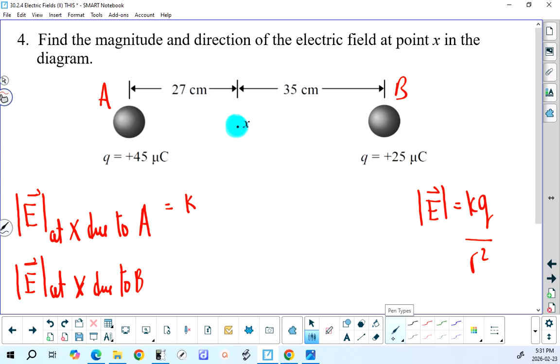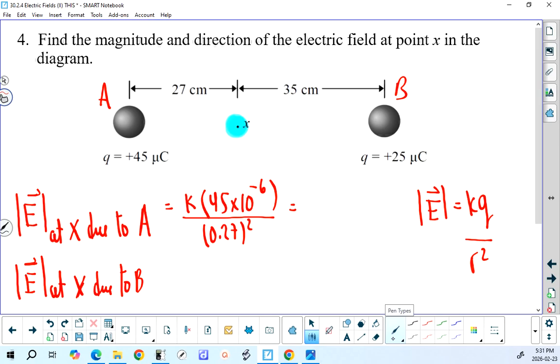Times the magnitude of the charge, which is 45 microcoulombs, which is 10 to the negative 6 coulombs, divided by the distance in meters squared. So that's 0.27 squared. And we can calculate that number. We'll do it in a second.